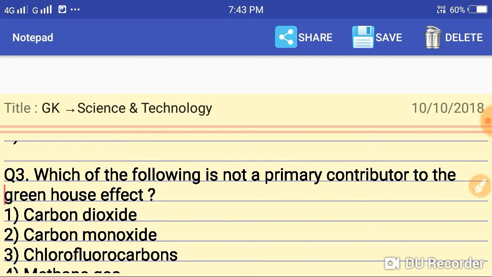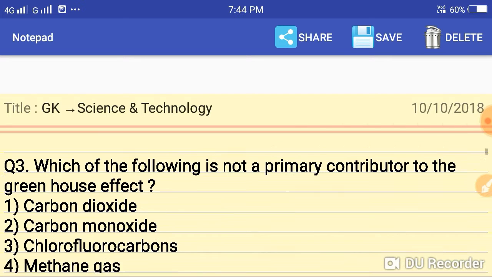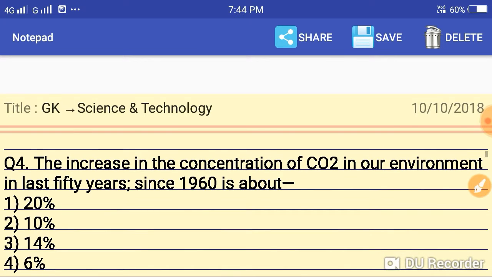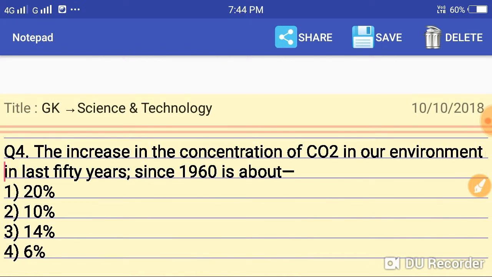Next question. Which of the following is not a prime contributor to the greenhouse effect? Important question. Question number 3. Right answer option 3, chlorofluorocarbons. Right answer.